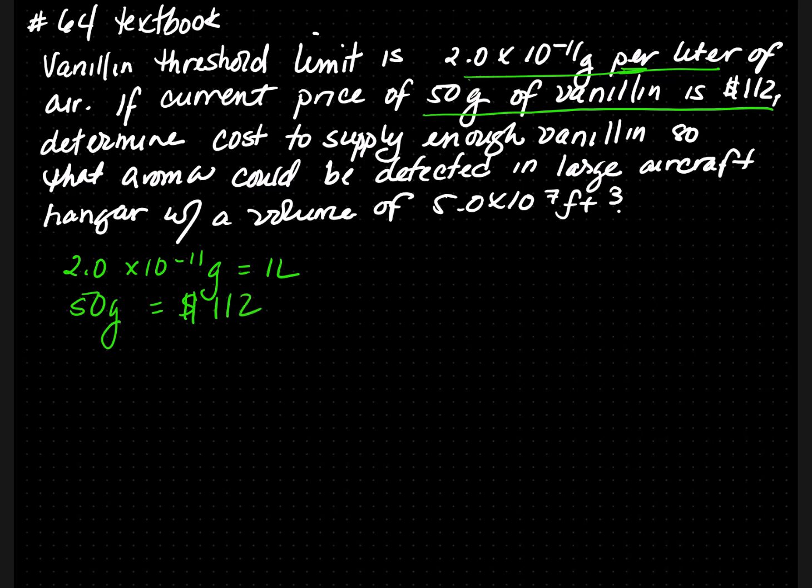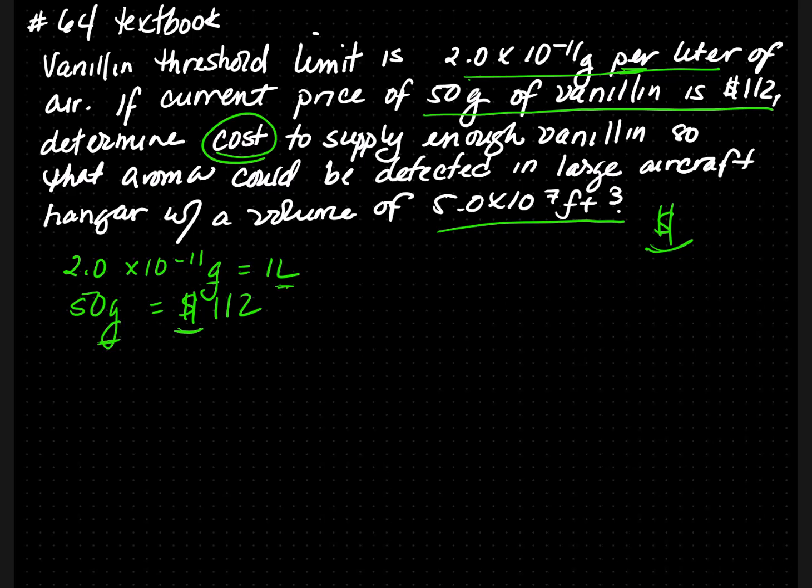Continue to read. It says determine the cost. I know I'm going to look for dollar signs within the vanillin that could be detected in a large aircraft with a volume of 5 times 10 to the 7 feet cubed. My final units have to be in dollars. We know that if it's in dollars, we have to go to grams, and to go to grams, we need liters. Liter is a unit of volume.